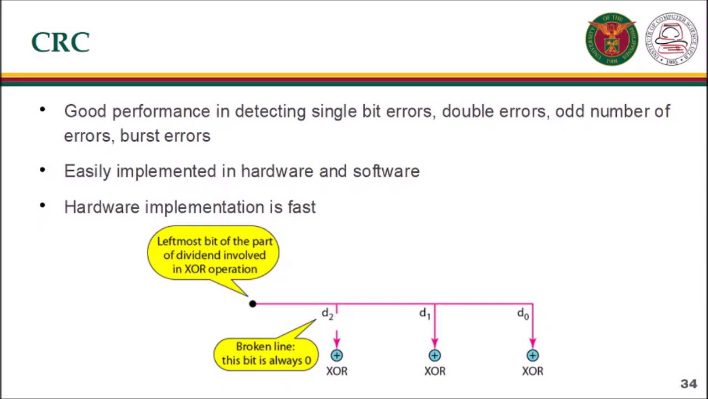CRC has good performance in detecting single bit errors, double errors, odd number of errors, and burst errors. It is easily implemented in hardware and software. Hardware implementation is fast using XOR gates.